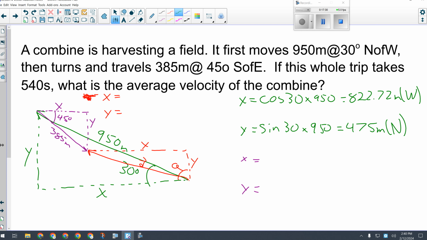All right. Then we've got to do the purple triangle. Okay, so the purple triangle here, x is again the adjacent side to that 45-degree angle. But what's the nice thing about a 45-degree angle?